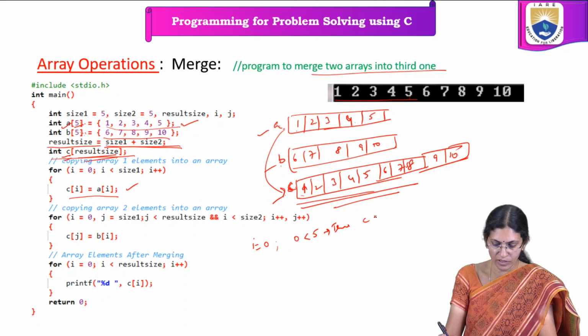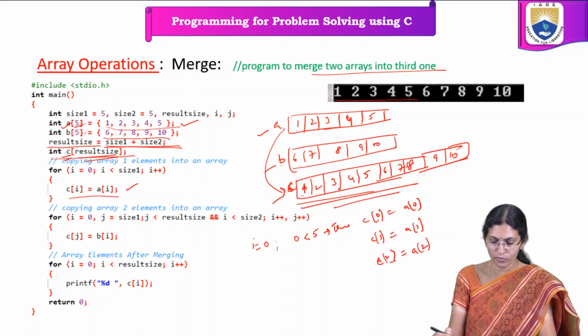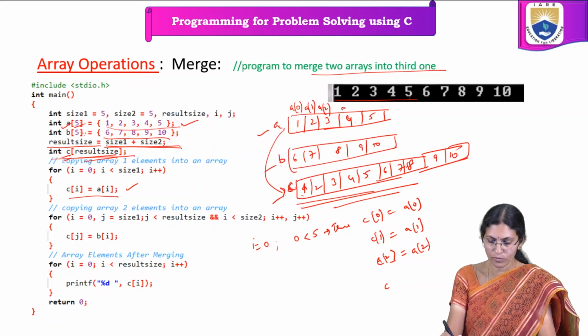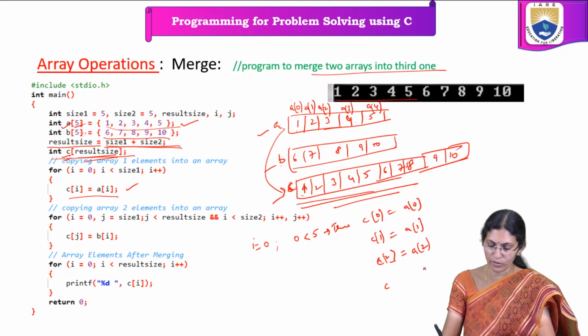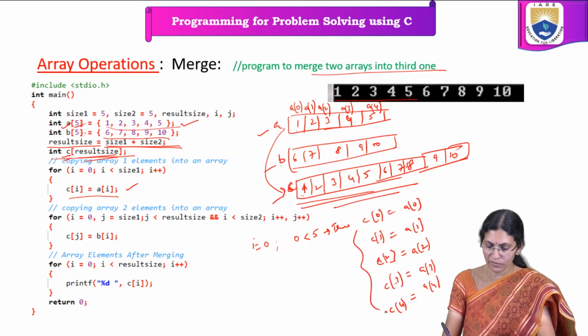This line is nothing but C of 0 is equal to A of 0. So A of 0 will be copied to C of 0. Similarly, A of 1 value is copied to C of 1, and then A of 2 value is copied to C of 2. So this loop will repeat till A of 0, A of 1, A of 2, A of 3 and then A of 4, until A of 4 is copied to C of 4. So this loop will repeat 5 times.